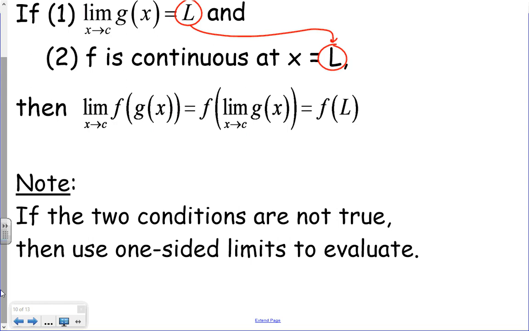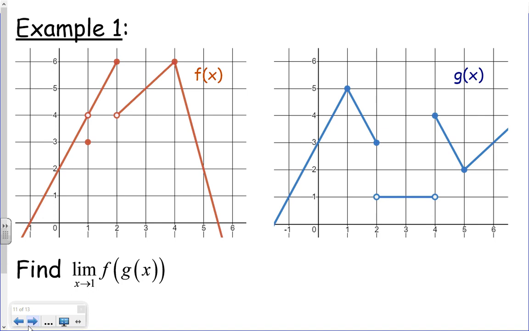And if it does, we have a limit. If it doesn't, we don't have a limit. All right, so let's take a look at a few examples here.